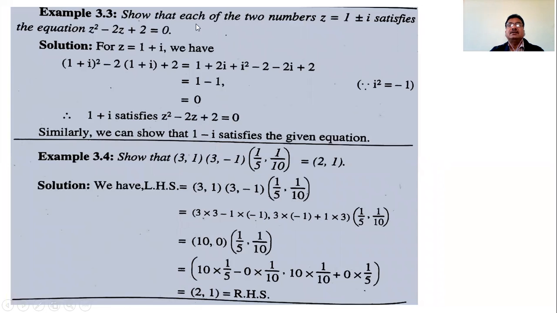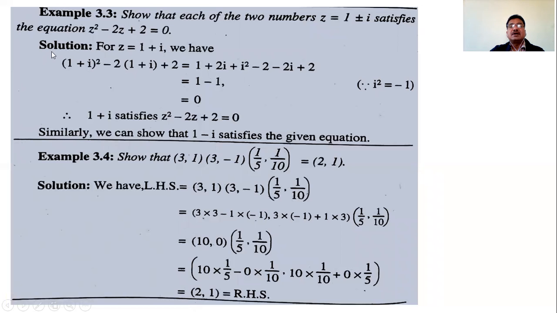Then show that each of the two complex numbers, z is 1 plus i and z is 1 minus i, satisfies this equation. So first take z equal to 1 plus i. Satisfies means substitute z as 1 plus i. So (1 plus i) square minus 2 into (1 plus i) plus 2, where we need to show it is equal to 0.